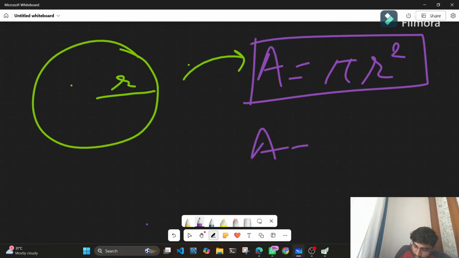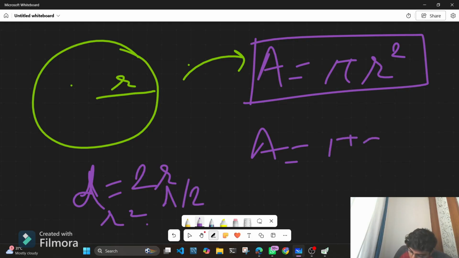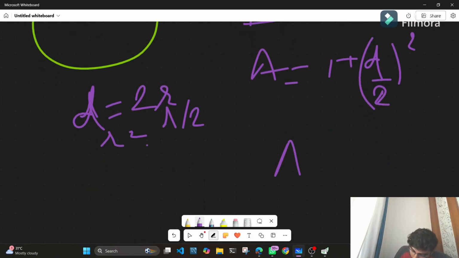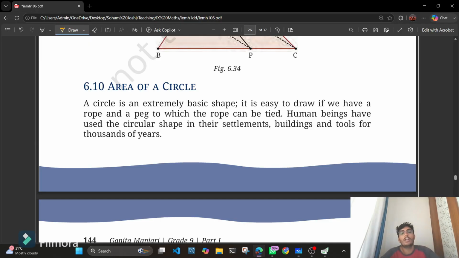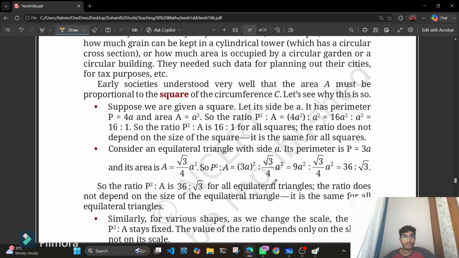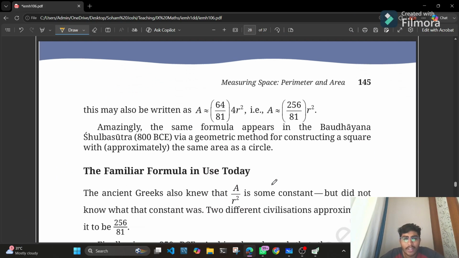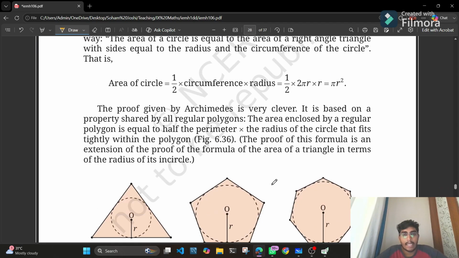If we substitute the value of d, that is diameter, is equal to 2r, then r is equal to d by 2. So therefore pi into d by 2 whole square becomes pi d square by 4. This is also the formula for area of circle. To derive it, you can refer to the textbook and also some internet sources, but that is okay. We just need to know the formula. Okay, I hope that is clear.